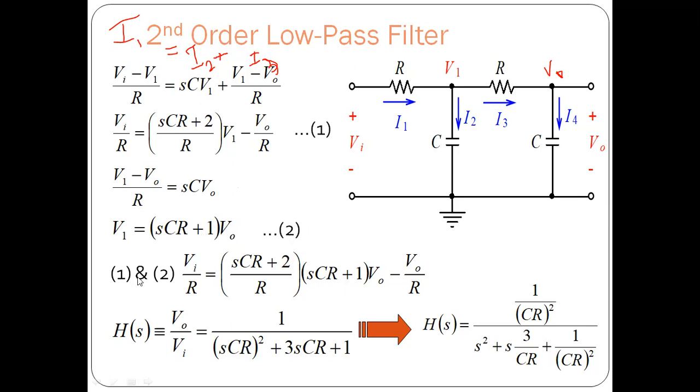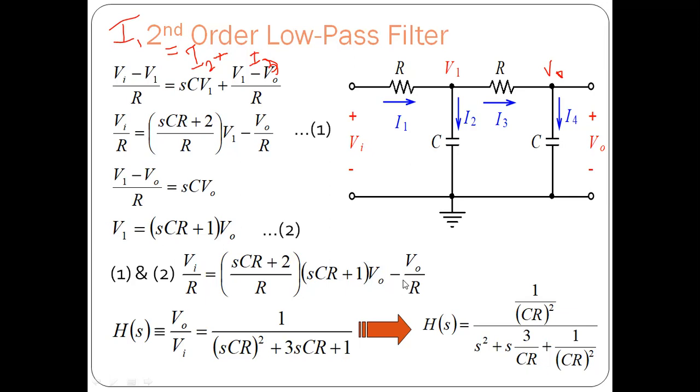So now from equations 1 and 2, in the place of V1 in equation 1, we are going to write this equation. By replacing that term, we get Vi by R equal to (SCR plus 2) divided by R times (SCR plus 1) into V0. That means here we bring the equation in terms of V0 and Vi.